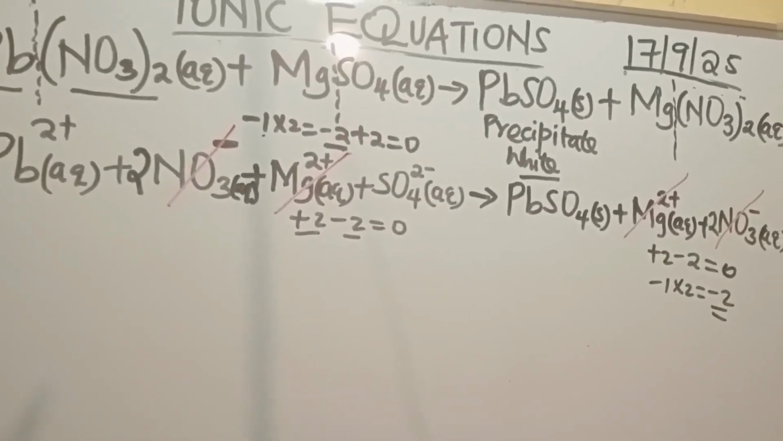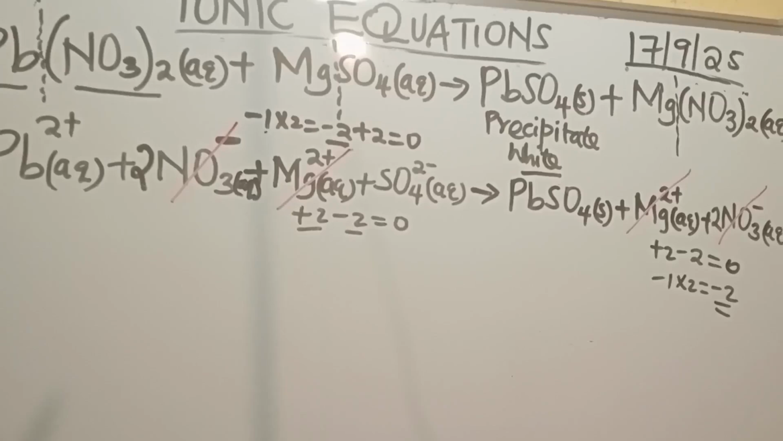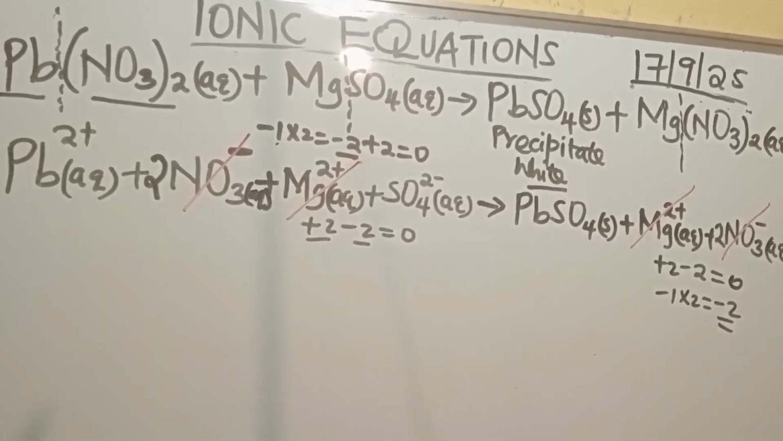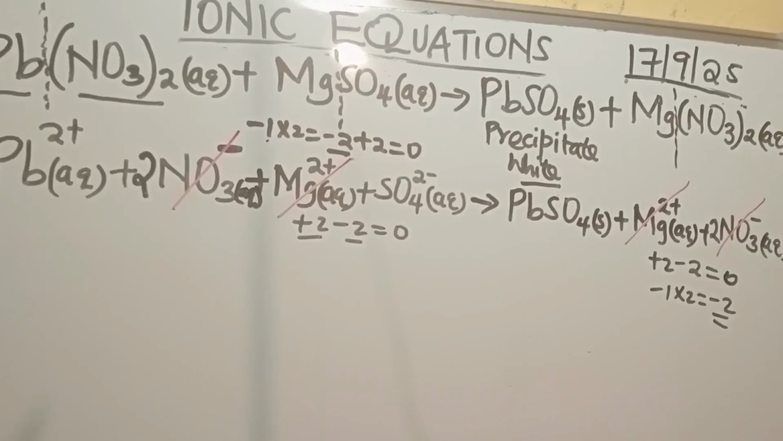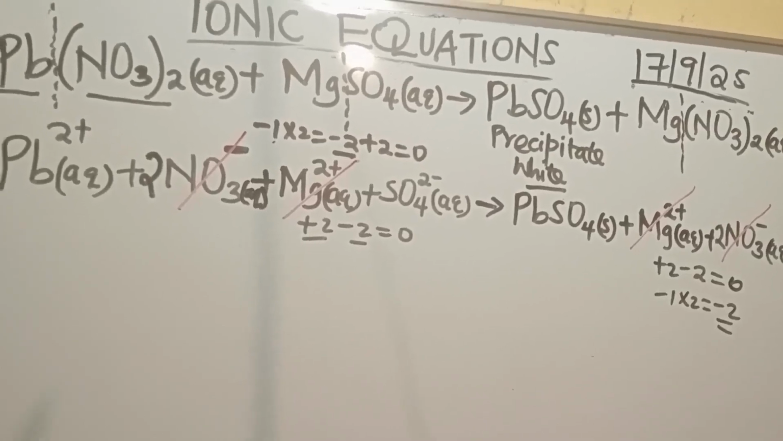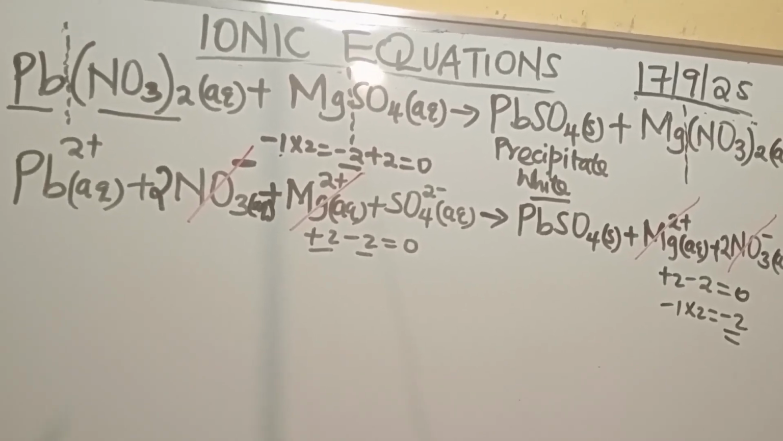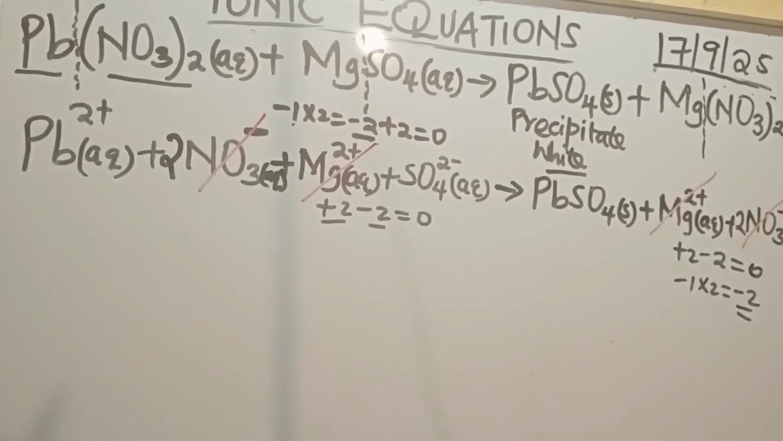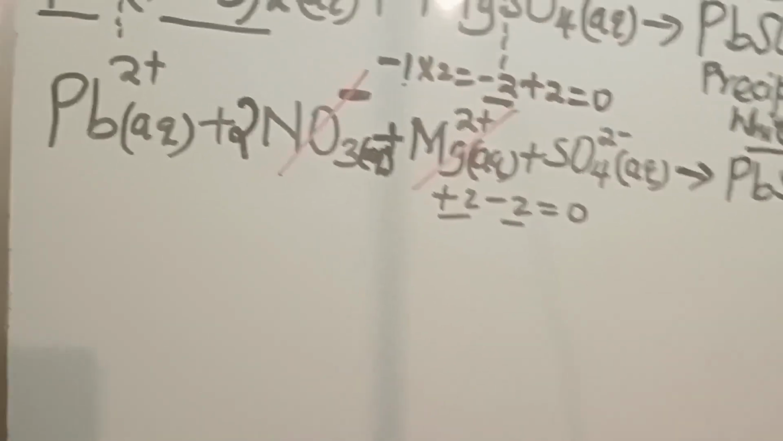Then we go to sulfate. In the reactant side, we have it as capital S, capital O, 4, 2 negative aqueous, but for the product side, it has changed. It has already combined with the lead 2, and now combined we have lead 2 sulfate. So that one we cannot cancel. So we then finally go to the ionic equation.